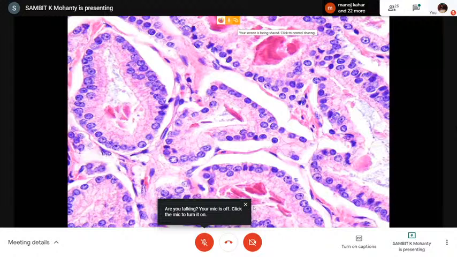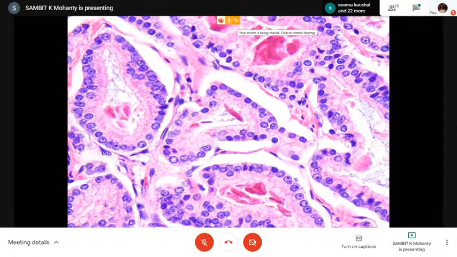This is one layer. How about this one? This is also one layer. This is also one. How about this one? Is it basal cell layer or is something else happening? Like here also. It looks like there are 3-4 layers. Here also it looks like there are 2 layers.